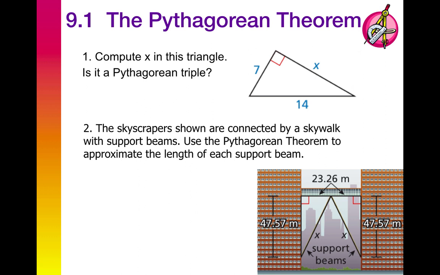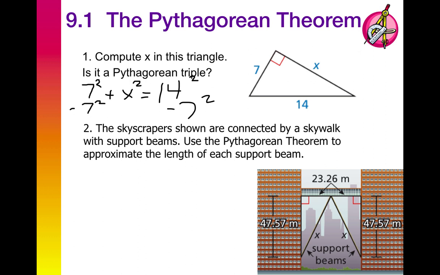Let's compute x in this triangle, and let's determine whether it's a Pythagorean triple. So to compute this, we're going to say that the sum of the two legs squared is equal to the hypotenuse squared. And if I work this out, then I'm going to get 14 squared. I'm going to subtract 7 squared from both sides.